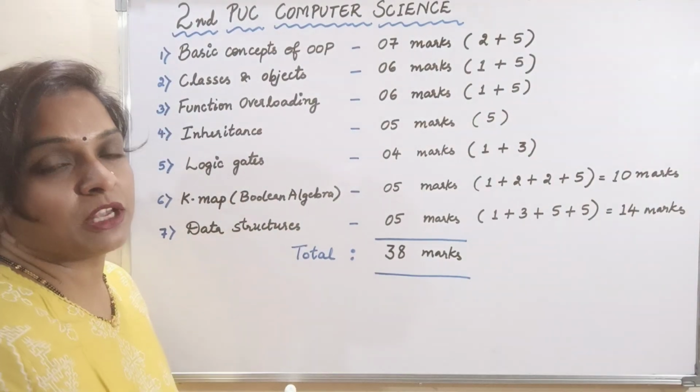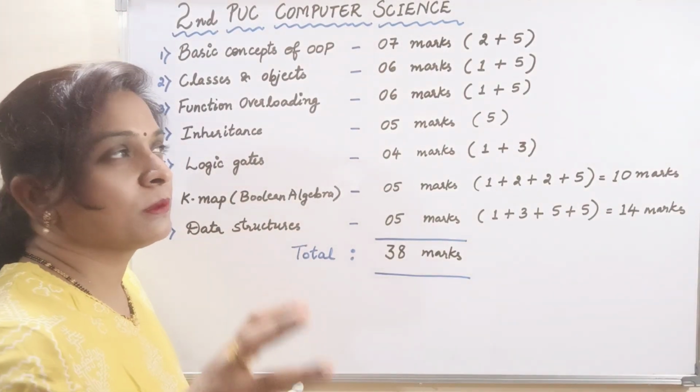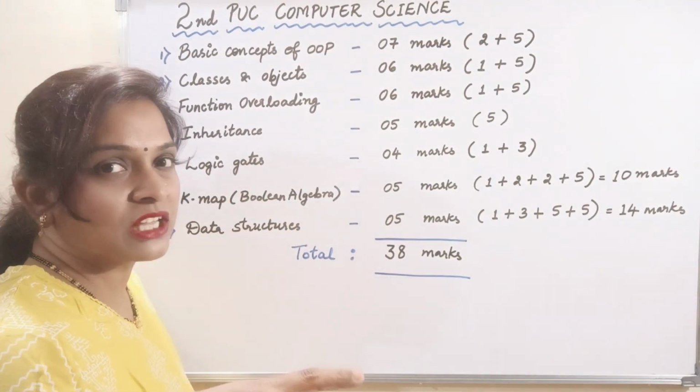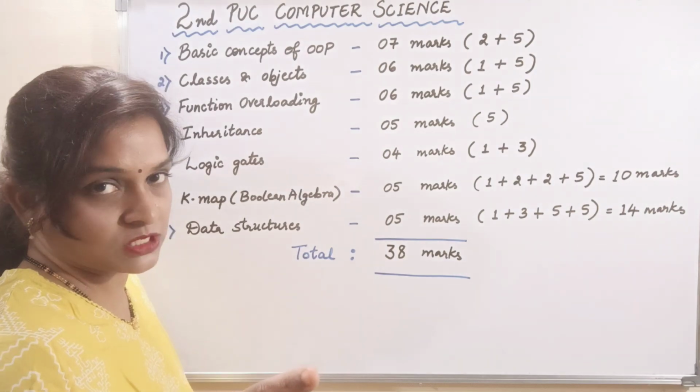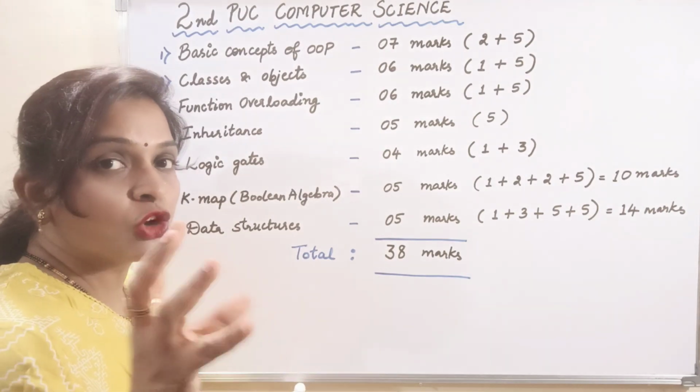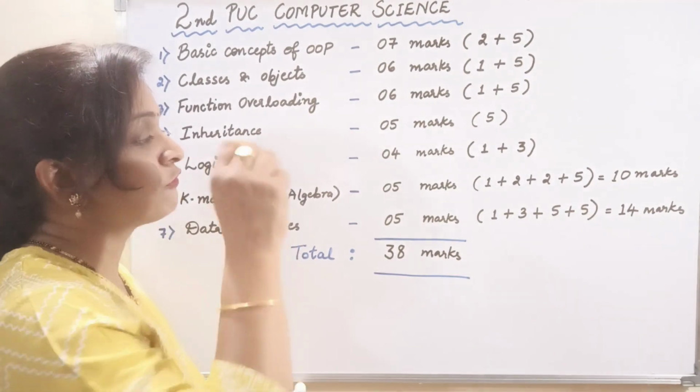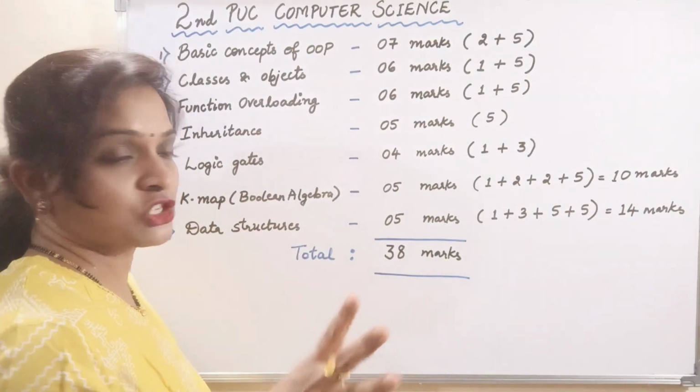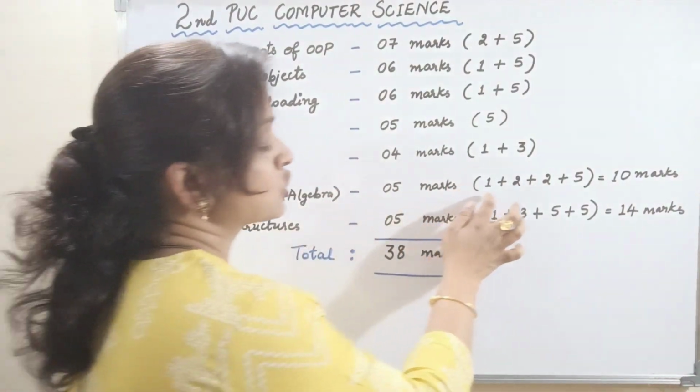And the Boolean algebra chapter, a few students face difficulties in learning all those theorems and laws. But at least you can draw a K-map, which will be for 5 marks. Compulsory 5 marks question, K-map you will have.